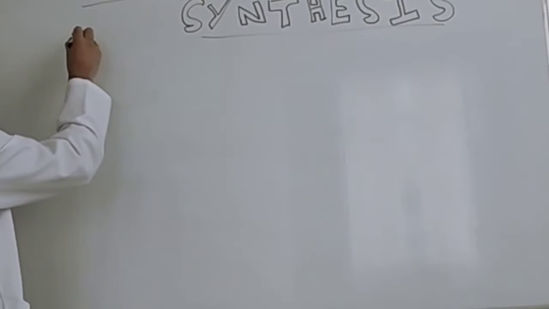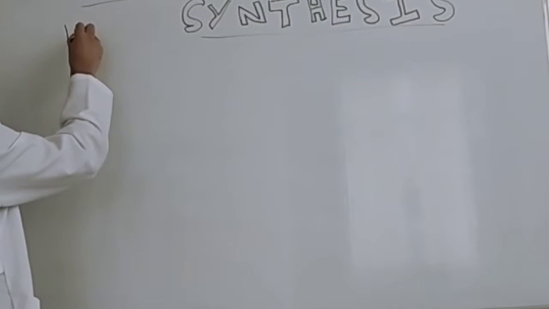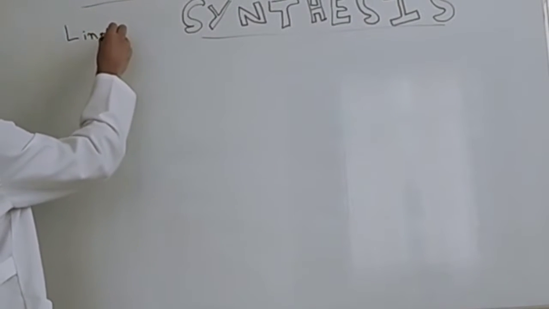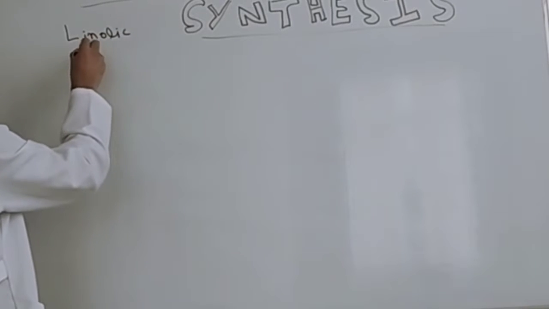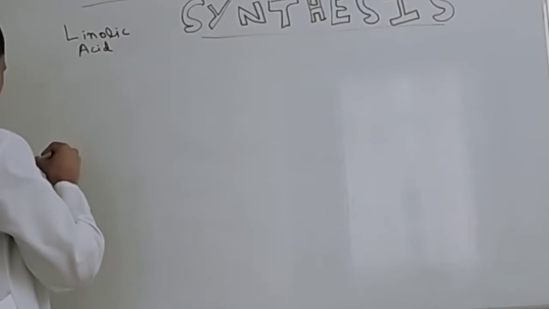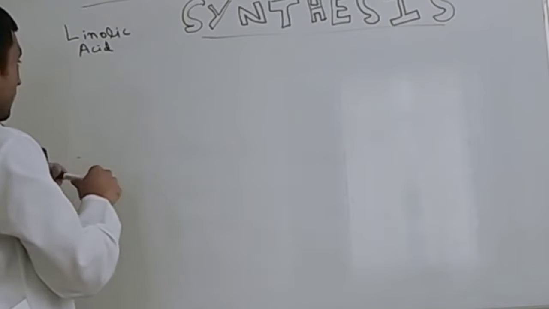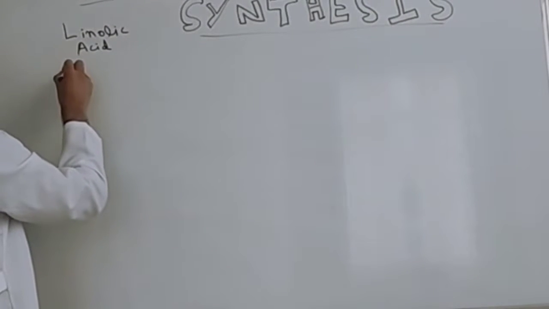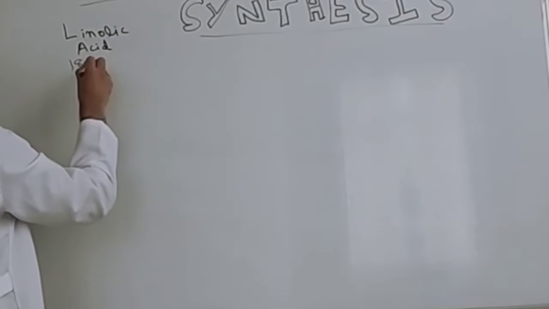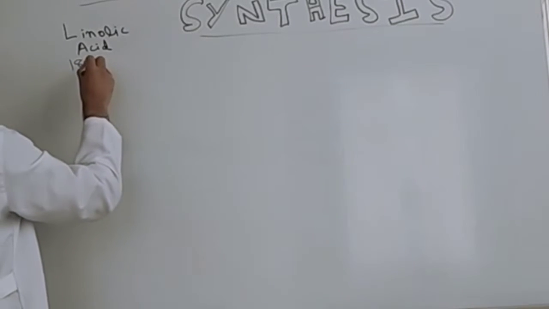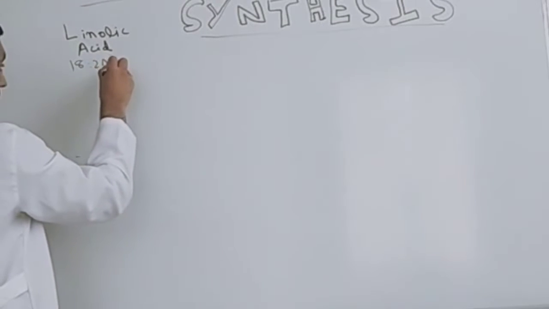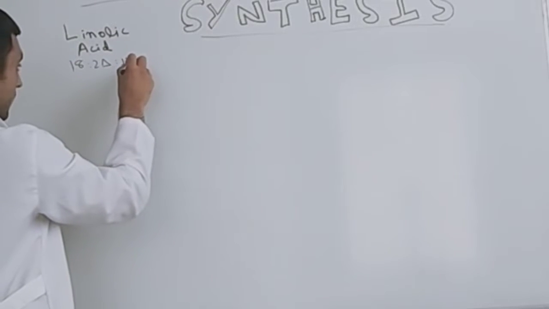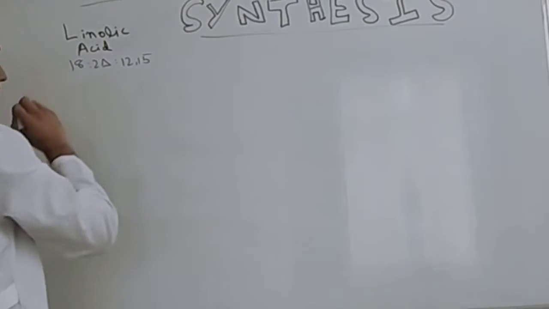So this is the linoleic acid. And we will now write its double bond composition. So 18 carbon atoms, colon, it contains two double bonds and the positions are 12 and 15. This is the linoleic acid.